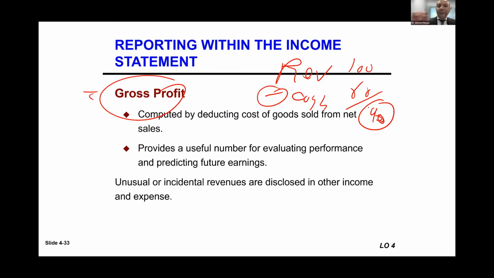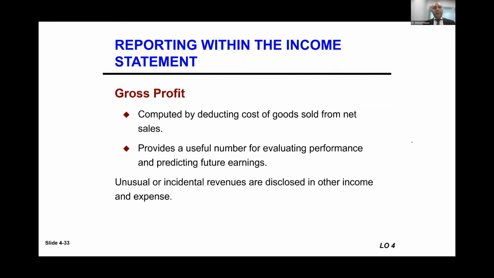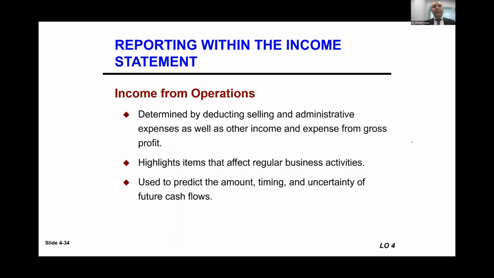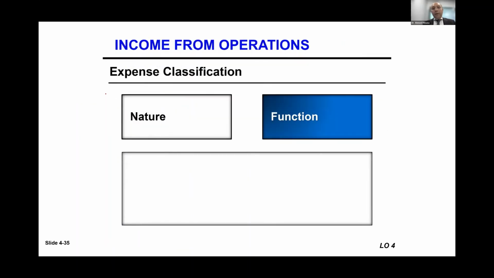So gross profit is what is left from the sales price after deducting the cost of what you sold. After that, you deduct some other expenses, the operating expenses, and when I deduct the operating expenses, you reach the income from operations.